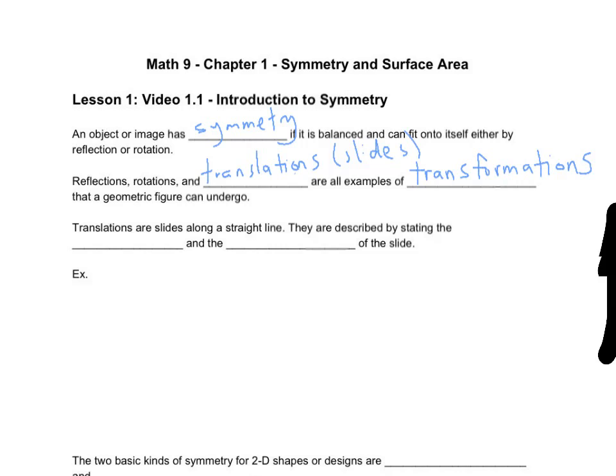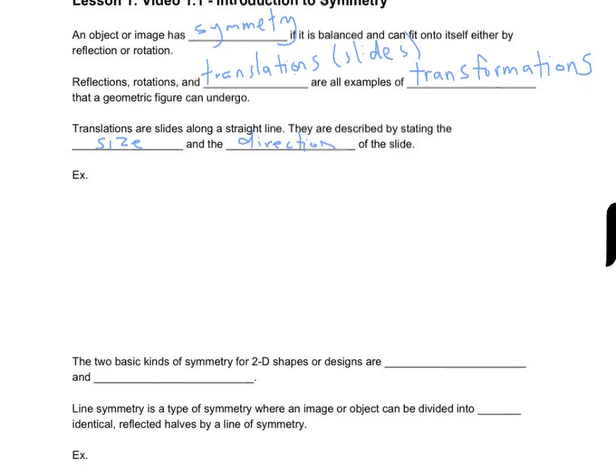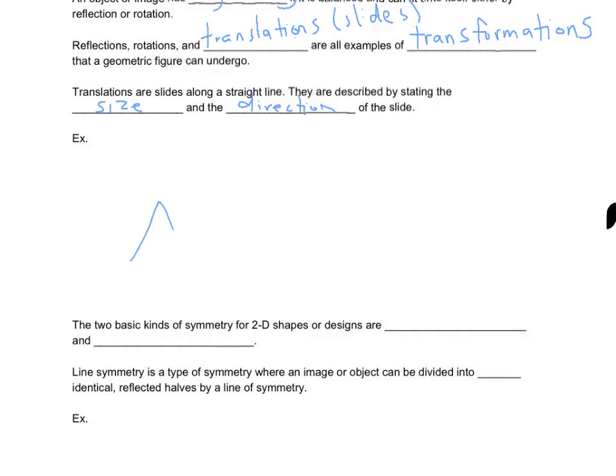Translations are slides along a straight line. So they are described by stating both the size of the slide, so how far it slides, as well as the direction of the slide. So, for example, if I have a triangle, and I am going to slide it up to here, the triangle is still the triangle, but it has now been slid up.